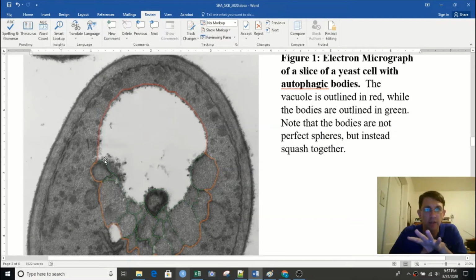This set of red and green lines was decided by, I think, a grad student just sitting there and outlining what they see on an image. But it would be nice if we could train a machine learning sort of model to do that outlining for us automatically. That would be more objective and faster. So let me know if you're interested in this.